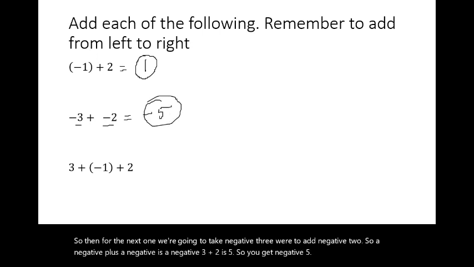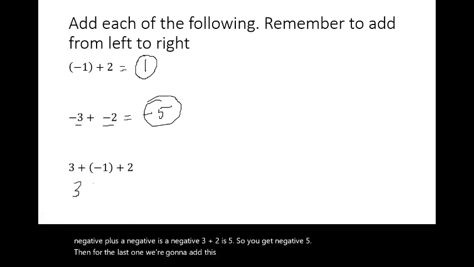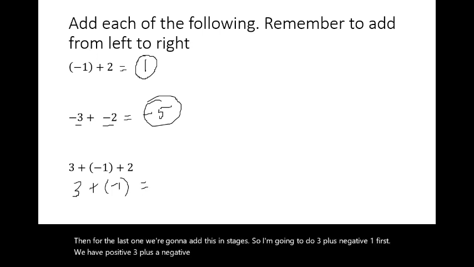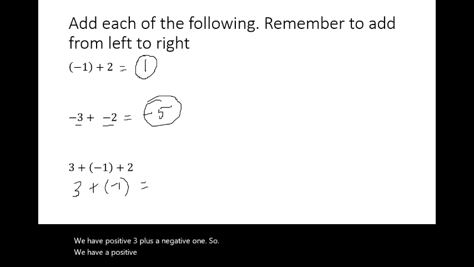Then for the last one, we're going to add this in stages. So I'm going to do 3 plus negative 1 first. So we have a positive 3 plus a negative 1, so we have a positive plus a negative. The rule is to subtract them as if they were both positive. So 3 minus 1 is 2.